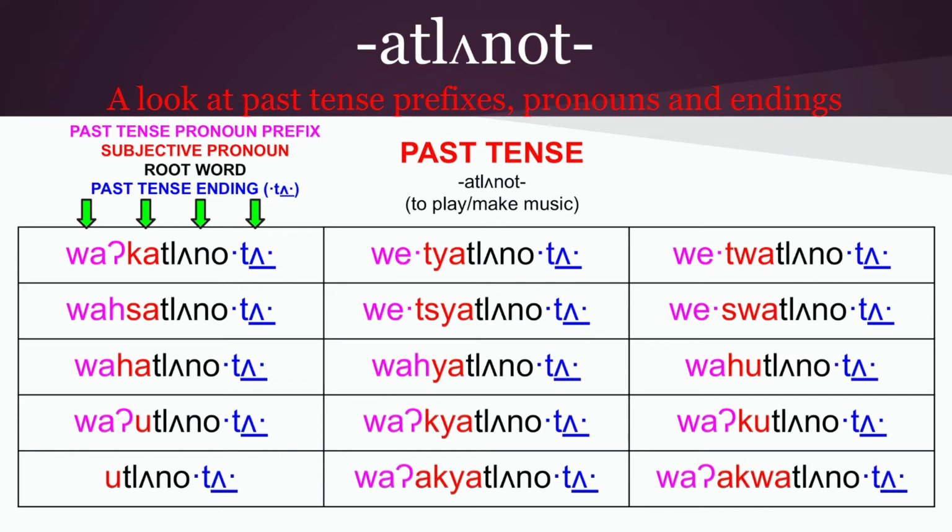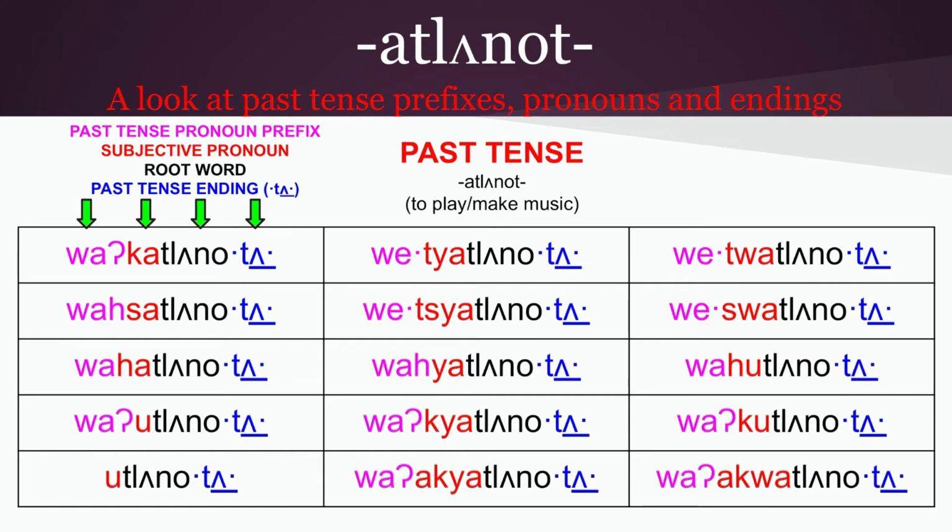Okay, then you see the pronoun that's highlighted in red. Then you see the root word that's kind of the same of what we've seen in the subjective. That's in black. Remember, the first letter of the root and the last letter is a part of the pronoun as well as the ending. And then the past tense ending is highlighted in blue. So for the past tense for this verb is done.